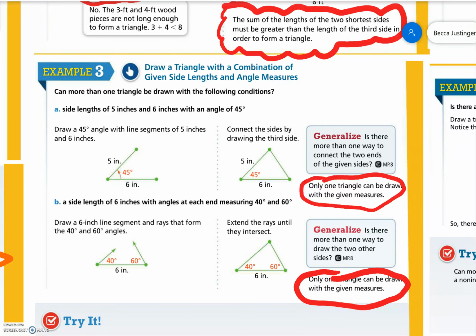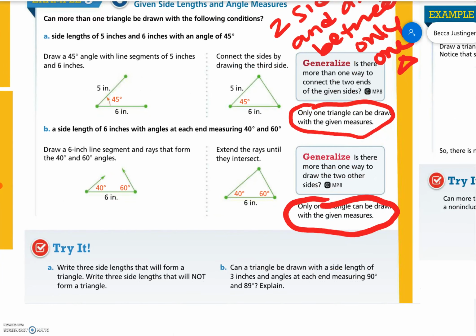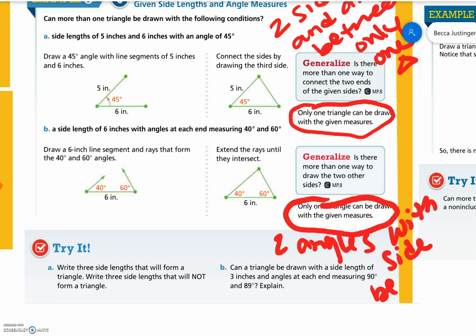So if they give you 2 sides and an angle between, you can only make one triangle. If they give you two angles with a side between, that's also only one.